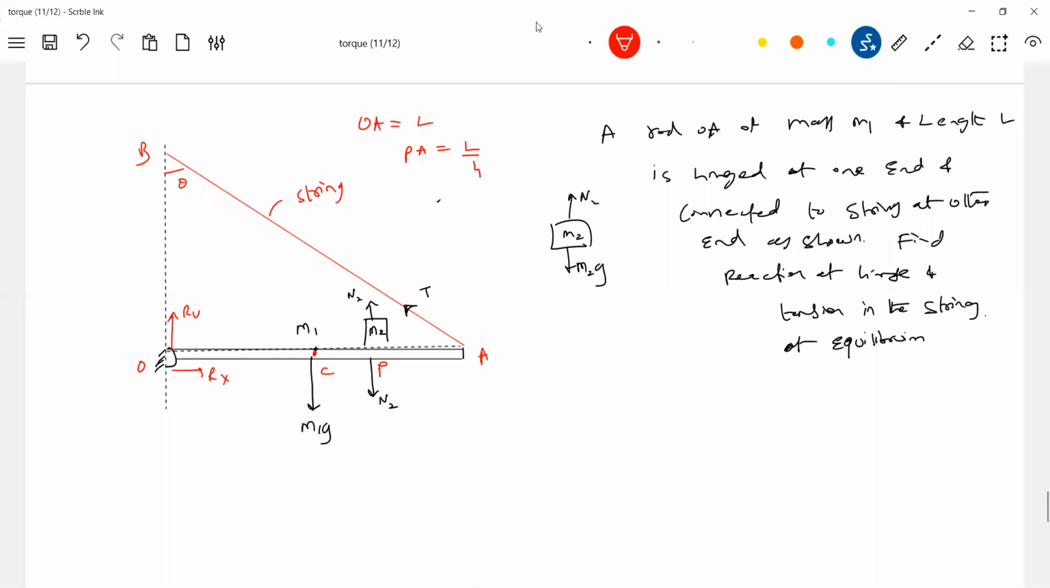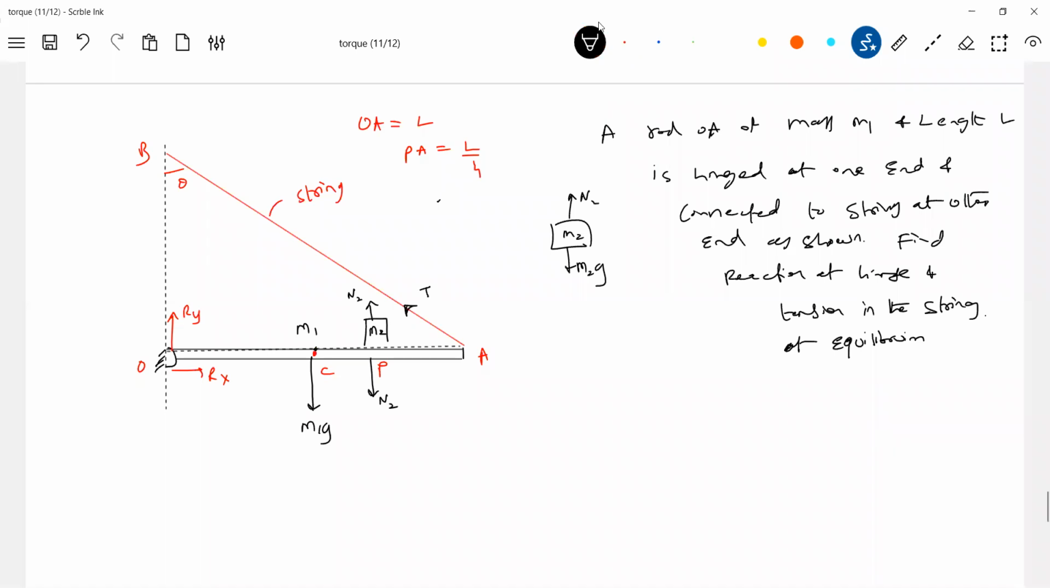Sir, how do you predict Rx and Ry? Rx I will assume towards the right, because the string will try to push the rod, so the hinge will push the rod towards the right. And what about Ry? I'll assume it and calculate Ry. If I get negative, I'll change the direction. This is Ry and Rx acting on the rod.